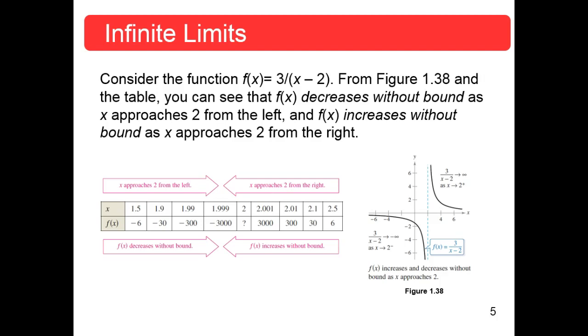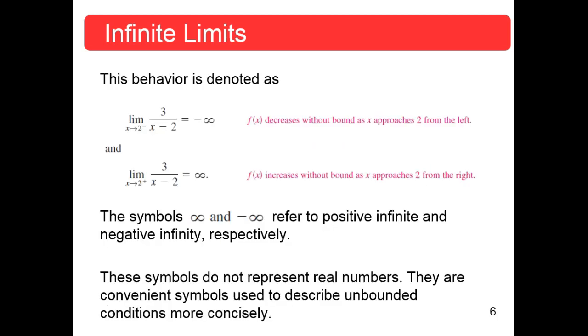Now, no limit. Why call them infinite limits? Okay, it just gripes me. That's what all calculus books do. They call them infinite limits, which is contradictory to me. So this behavior is denoted here. The limit as x approaches 2 from the left of 3 over x minus 2 is negative infinity. That is no limit. I would say the limit does not exist. And this one would be positive infinity.